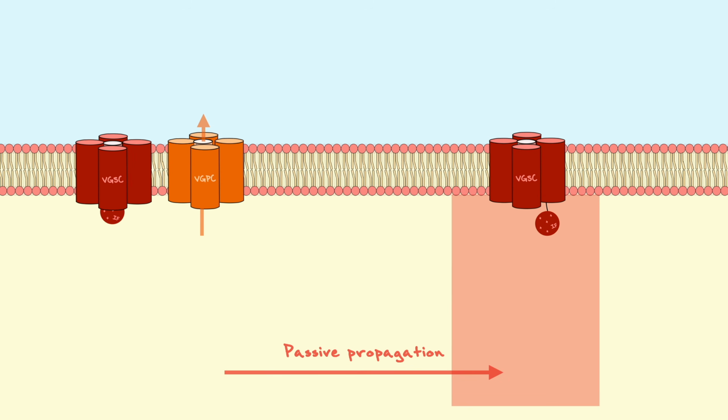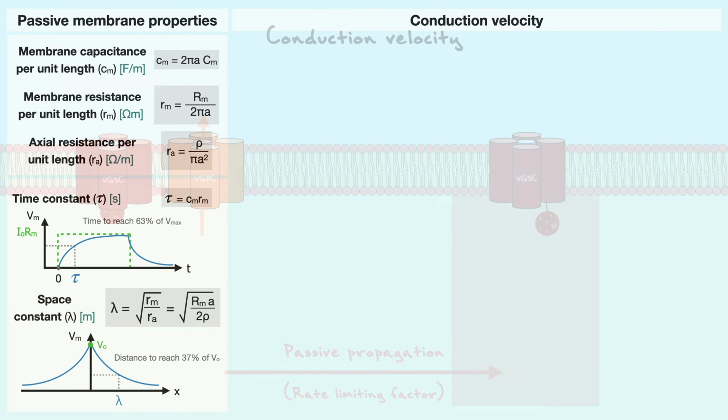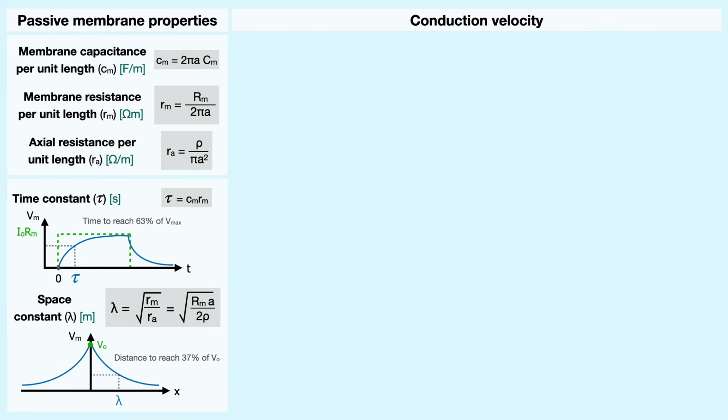This passive propagation is very important to take into account because it is essentially the rate-limiting factor in how fast the action potentials travel. The velocity at which the action potential travels is more often referred to as the conduction velocity. Over time, evolution has provided two main mechanisms for neurons to increase their conduction velocity. Because passive propagation is mainly what governs how fast the signal travels, we have to bring back our passive membrane properties to understand how these mechanisms operate.